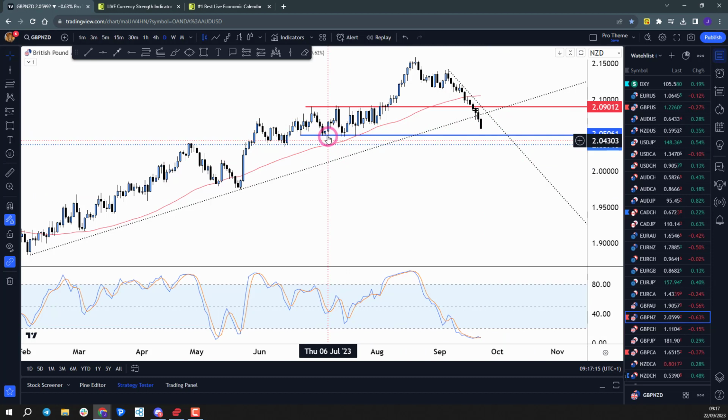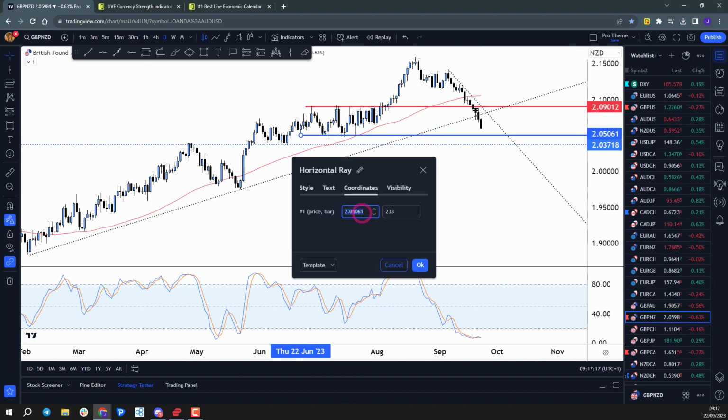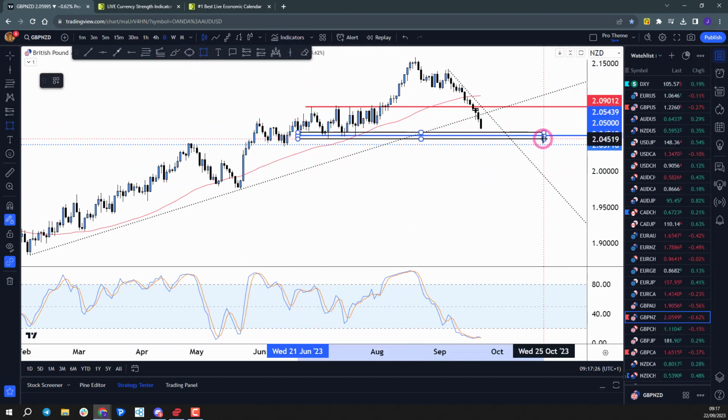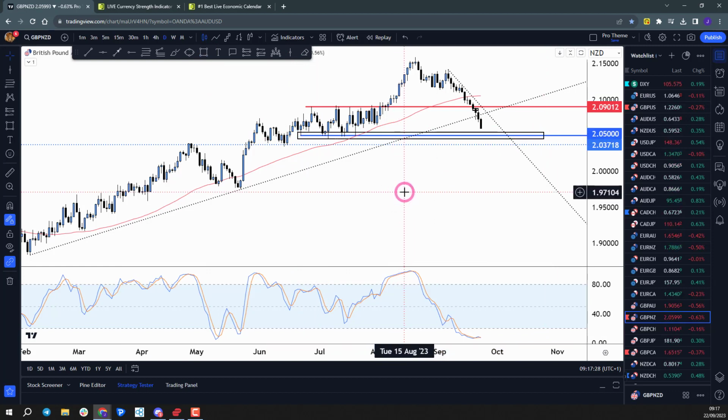I've got the level here. If I just punch that in, that's 2.05. So a nice level of support coming through there. Obviously, remember, these are more like zones, right? Not always going to come down to the pip and hit that level, but you can see there's lots of interaction around that point.